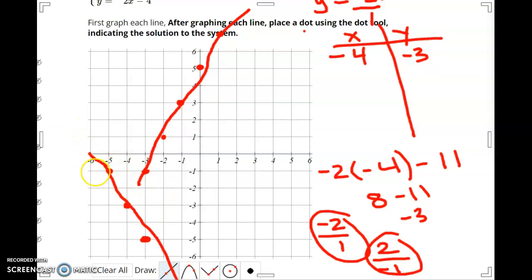So anyway, that's a tip for you. Just try some different points that'll bring the line more onto the graph.